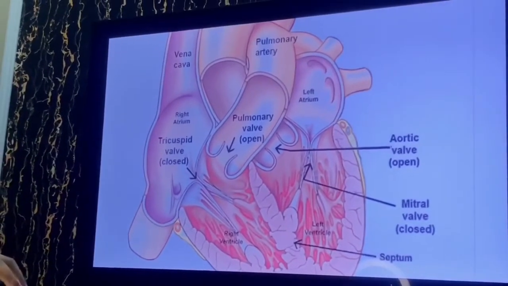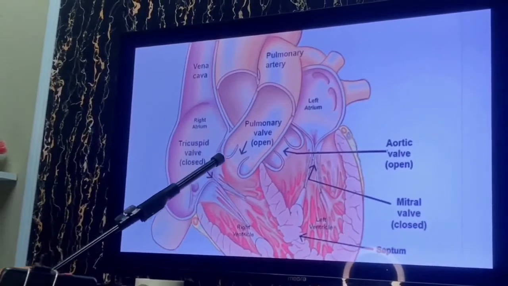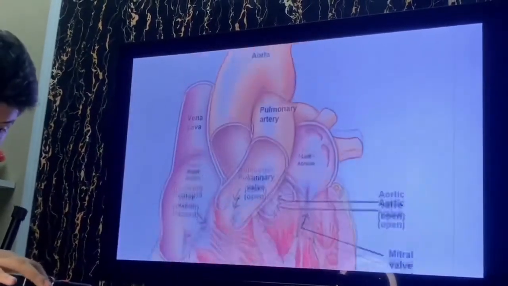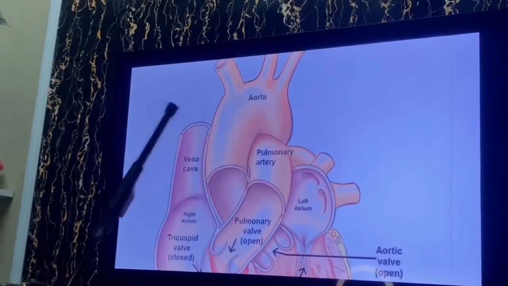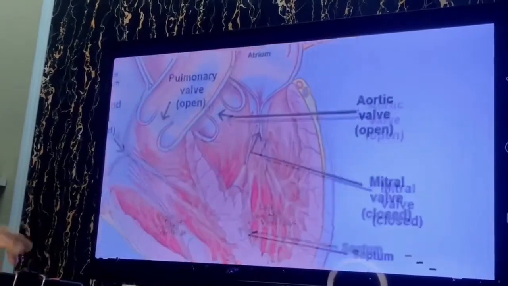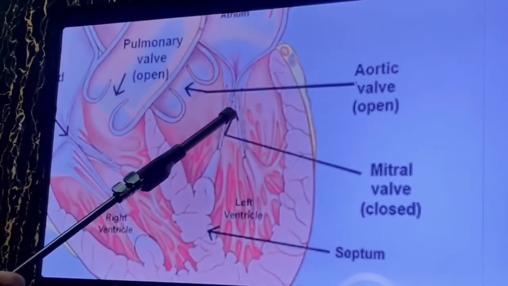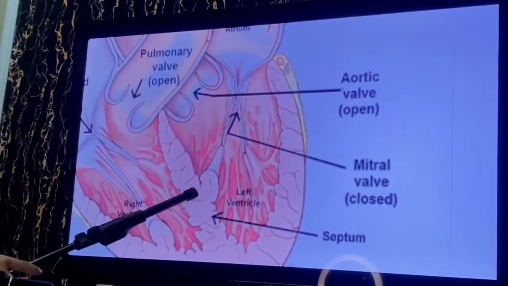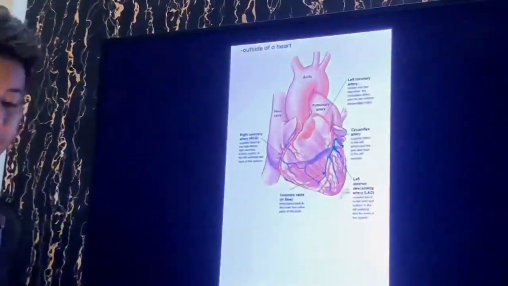And then we have a tricuspid valve, which is closed, and a pulmonary valve, which is open. Then at the top we have a vena cava, aorta, and pulmonary artery. Inside we have an aortic valve, which is open, and a mitral valve, which is closed. And also we have the septum in the middle of the heart.